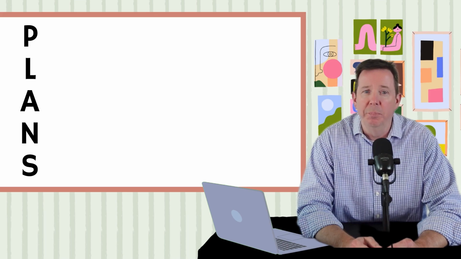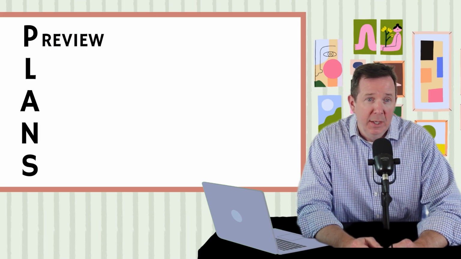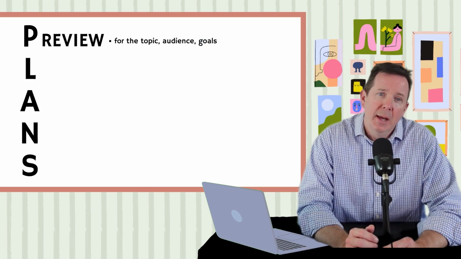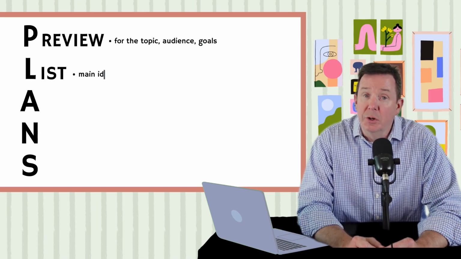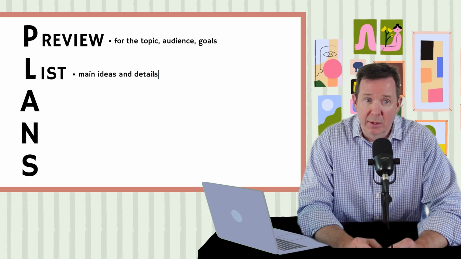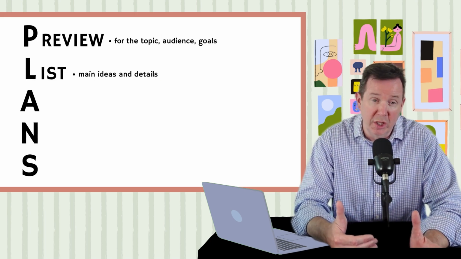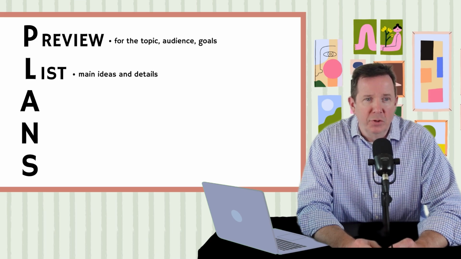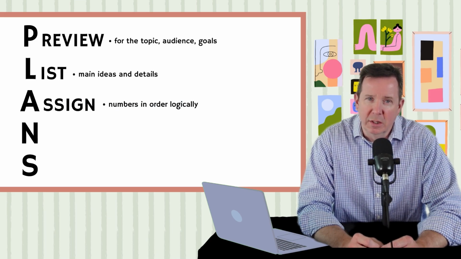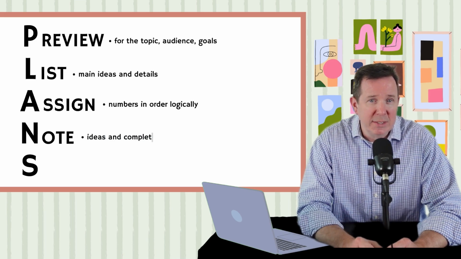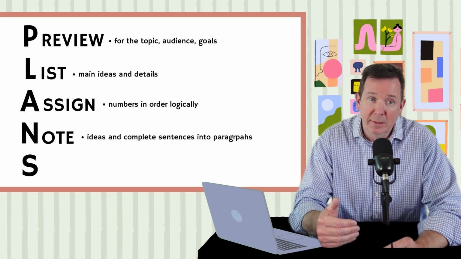So, what does the PLANS strategy stand for? Let's start with P. P is for preview, and that's a preview of the topic, the audience, the goals. L is for list. List your main ideas, and then details, often by using a graphic organizer to kind of structure that list. A is for assigning numbers to order this logically. N is for note. Note your ideas in complete sentences, transforming that plan into paragraphs.